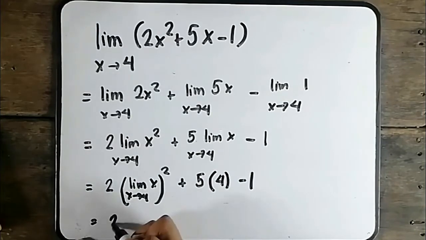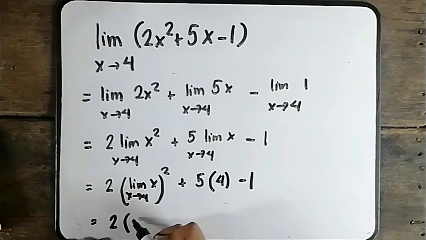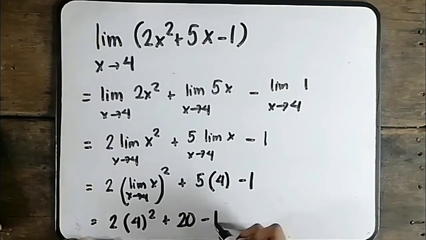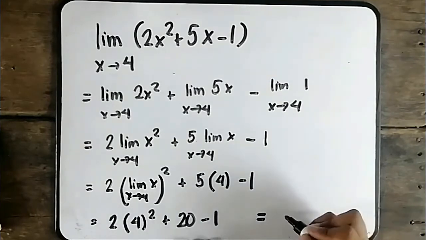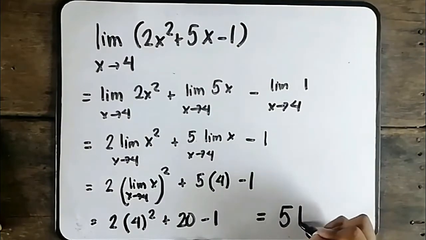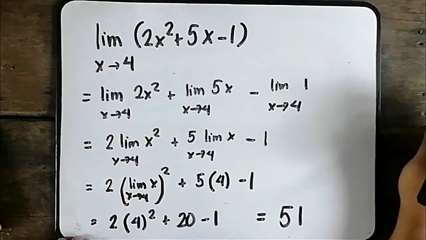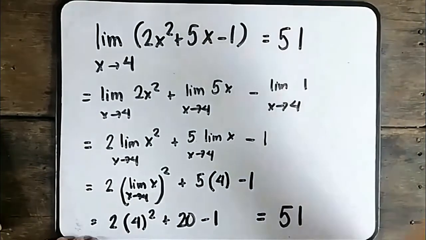So we now have 2 times, ano ito? 4 squared plus 20 minus 1. Or the final answer now is 4 squared is 16 times 2, 32 plus 20, 52 minus 1. So we have 51. So the limit of 2x squared plus 5x minus 1 as x approaches 4 is equal to 51.